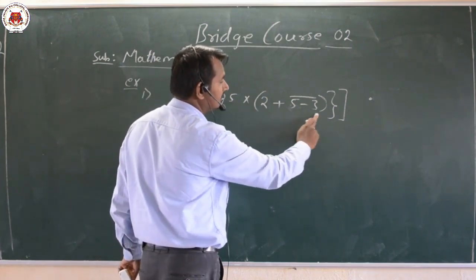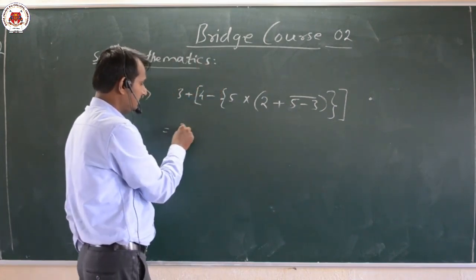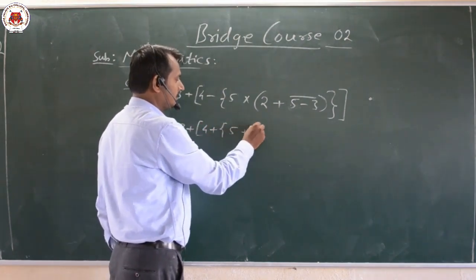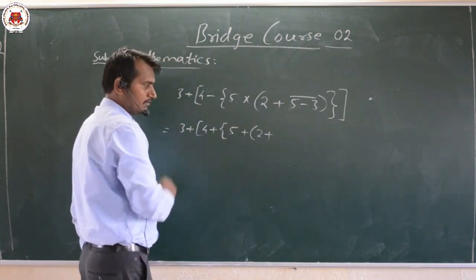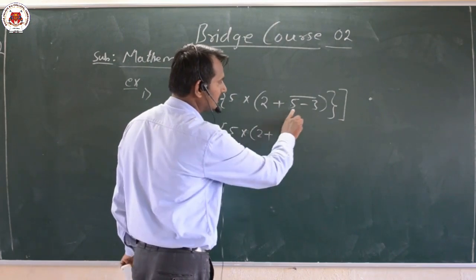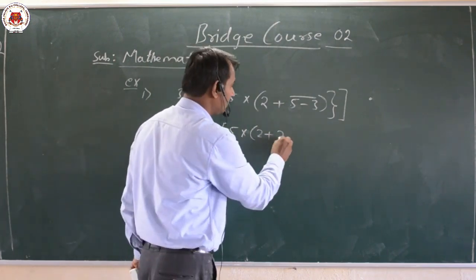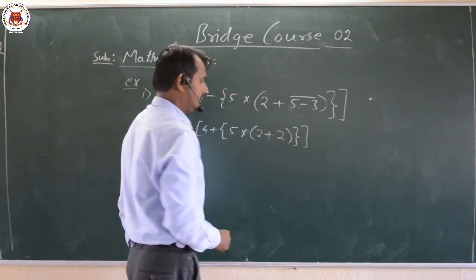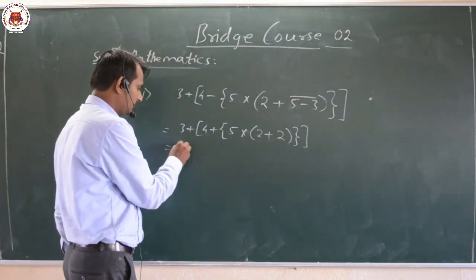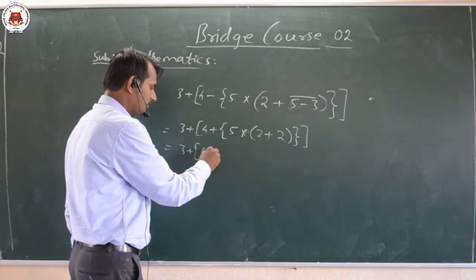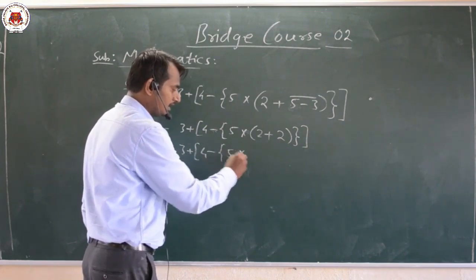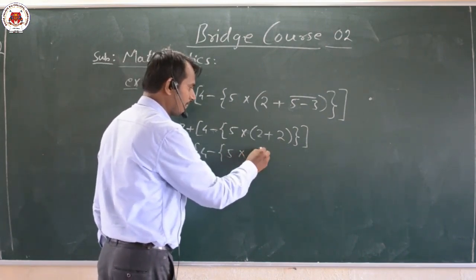The innermost is 5 minus 3. What is the value of 5 minus 3? I will write everything else as it is. 5 minus 3 will be 2. Now here 2 plus 2 I will solve. 2 plus 2 is 4. So we have 3 plus 4 minus 5 into 4.